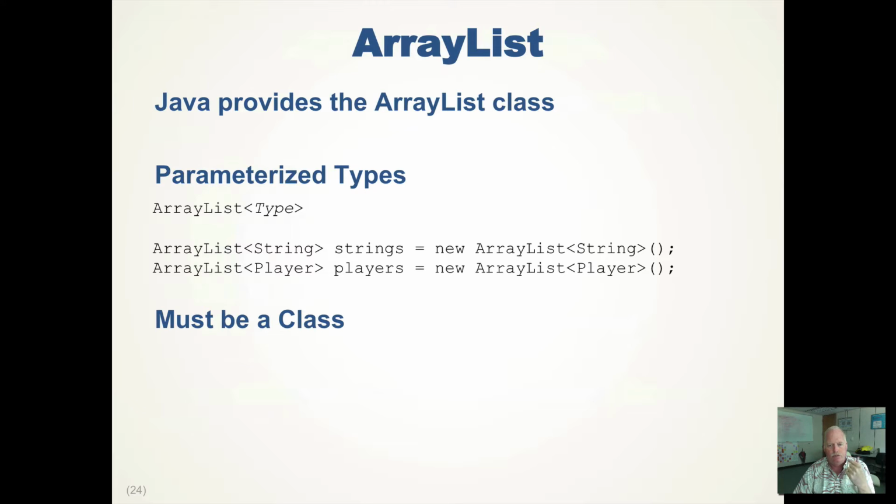So you're saying, I want an array list of strings. And so that means you can only add strings to this array list, or I want an array list of players. And so you create a new array list of players. So the strings variable is an array list of strings, and the players variable is an array list of players. You can't stick players into strings, and you can't put strings into players. The type must be a class. It does not work with primitives, and we'll talk a bit about that later.